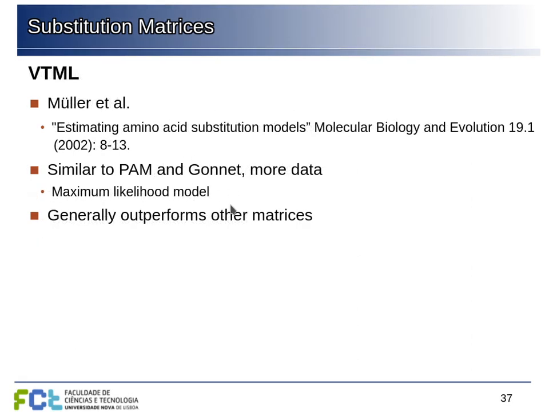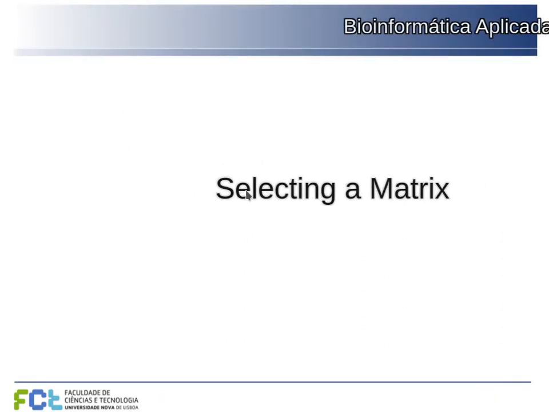VTML is again similar to PAM, but uses a better model for trying to find the best alignments and the matrices. There are very many variations here, but the basic idea is the same: to look at the alignments to find and measure those frequencies, and then convert them into logarithms of ratios between the frequencies of the different mutations and the base frequencies of the occurrence of those residues.